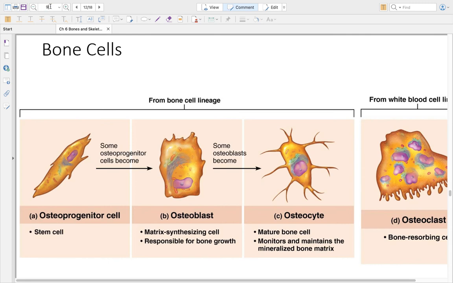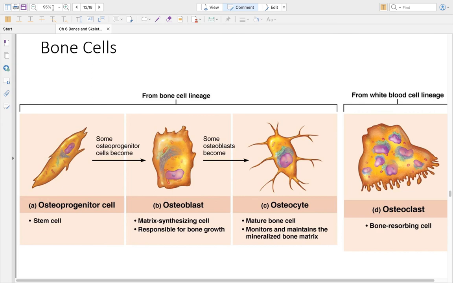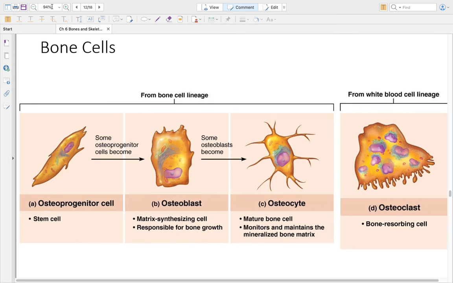Okay, so we're going to look closer at bone cells. Now, our cells begin their journey as a stem cell, and they are instructed to go on and specialize in what they're supposed to be. Okay, so it's no surprise here that the very first bone cell is going to start off as a stem cell, okay? And many of them will go on and become osteoblasts.